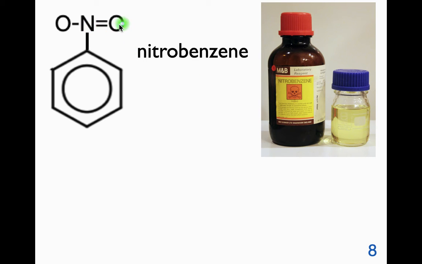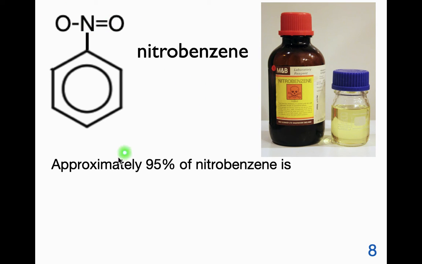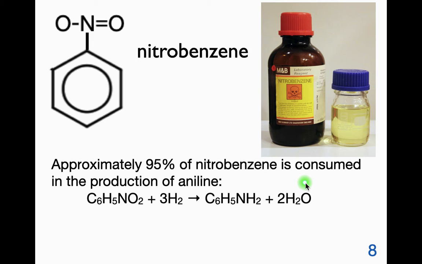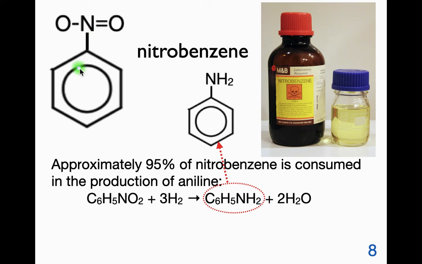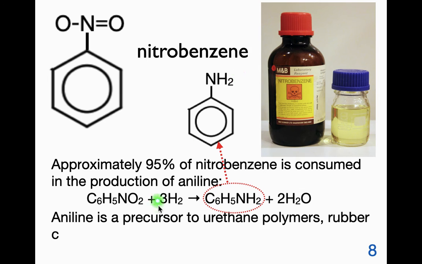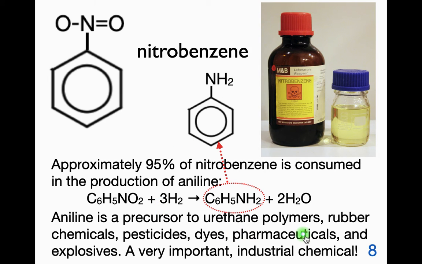Nitrobenzene, the nitrogen has resonance between two oxygen atoms. Approximately 95% of nitrobenzene is consumed in the production of aniline. Aniline is nitrobenzene where the oxygens have been replaced with hydrogen. Now, as you can see, nitrobenzene in and of itself is not really used for much. 95% of its production is solely to make aniline, which is a really important chemical. Aniline is a precursor to urethane polymers, rubber chemicals, pesticides, dyes, pharmaceuticals, and explosives, a very important industrial chemical.